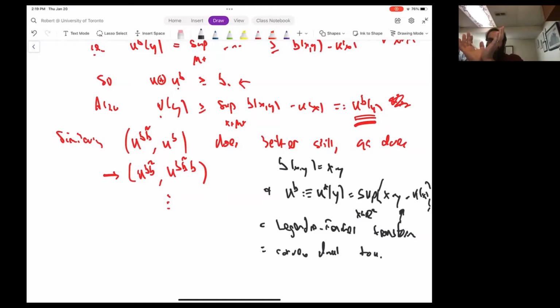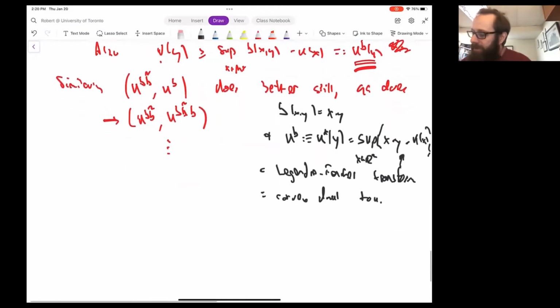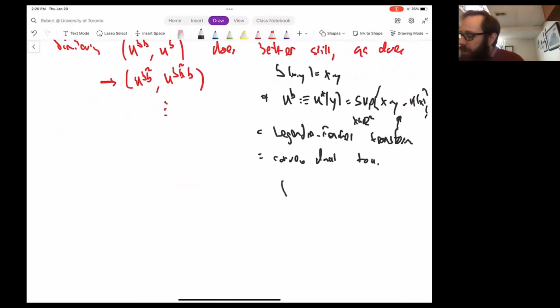Therefore, u double star is convex. U double star isn't going to agree with u unless u was convex to start out with, in which case it will agree with u provided u was also lower semi-continuous. U triple star always agrees with u star. And so u double star is the process of finding what's sometimes called the lower semi-continuous convex hull of a function. So the picture would be that, if you start out with a u like this, then the u double star would look like this. It's the largest convex function whose graph lies underneath the graph of u.